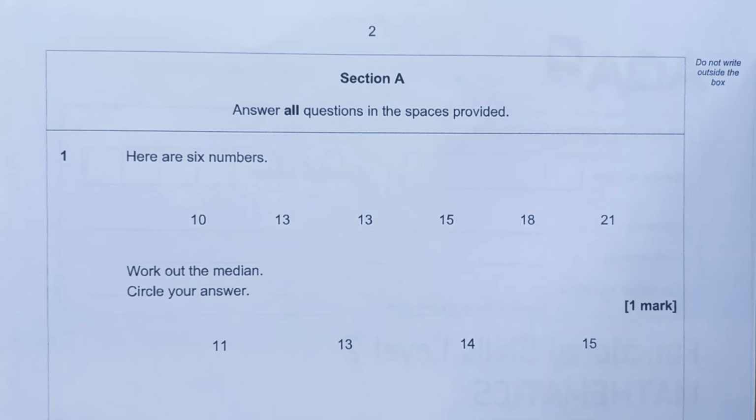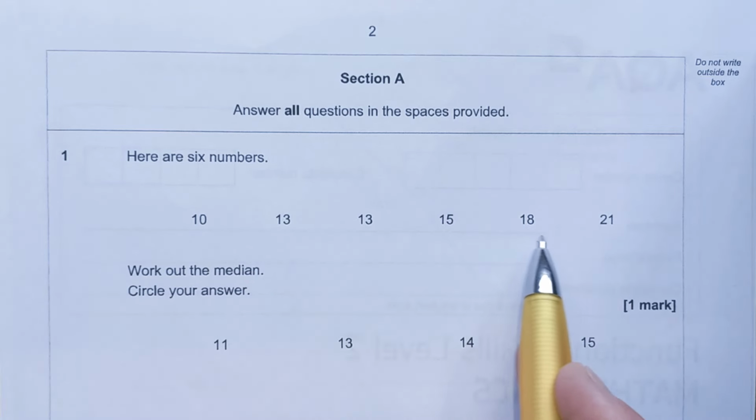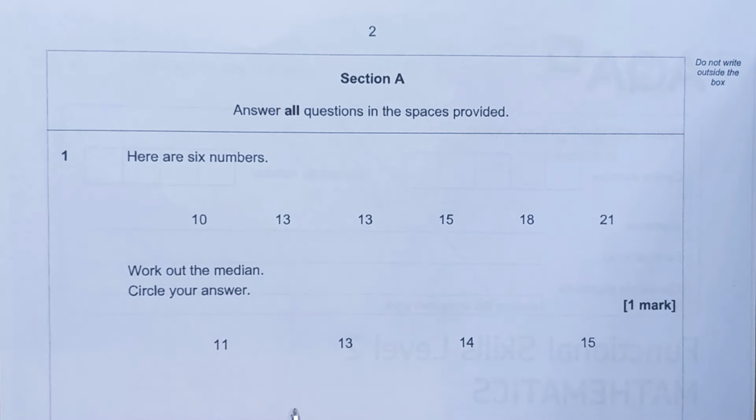Question 1. Here are 6 numbers. We've got them here. Work out the median. Circle your answer. Well, the first thing we want to do is make sure that they're sorted in order, either smallest to biggest or biggest to smallest, doesn't matter. We've got 10, 13, 13, 15, 18, 21. Right, so these are getting bigger, but they're in order, that's fine.